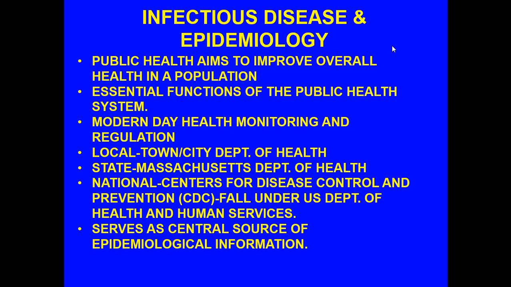Essential functions of the public health system include the modern day health monitoring and regulation. So there's sort of a hierarchy of where and how you have the monitoring occurring. Let's start at your own local community, your town or city Department of Health. Those are the frontline people at the local level. They then pass information up to the next level, which in the case of Massachusetts would be the Massachusetts Department of Health. They would also have very qualified labs.